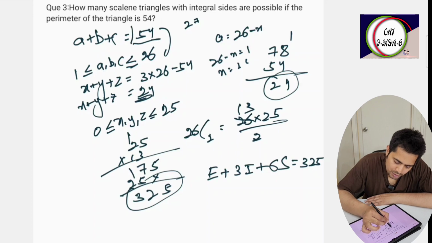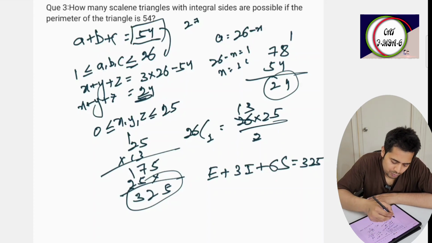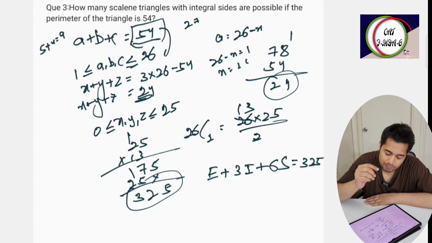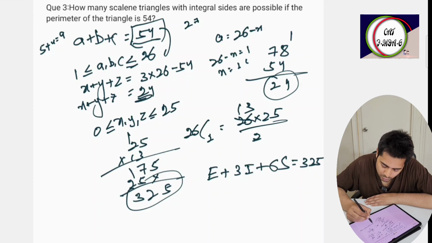Now here 54 is divisible by 3, or a multiple of 3. How do we know that? 5 plus 4 is equal to 9. 9 is a multiple of 3. So 54 is divisible by 3. So E is equal to 1 here. Okay, E is equal to 1.